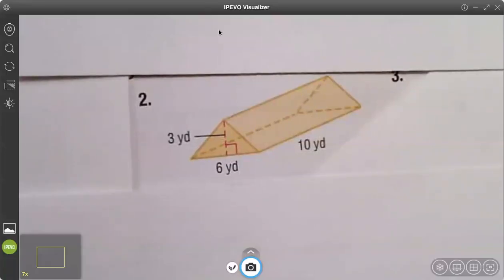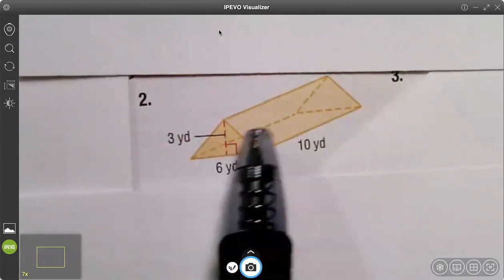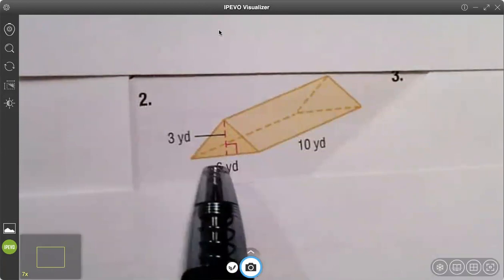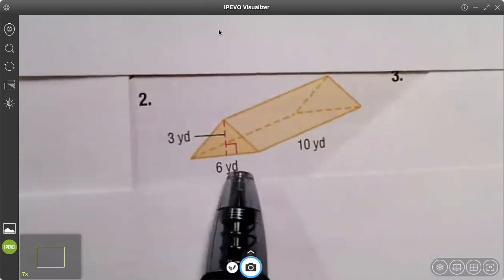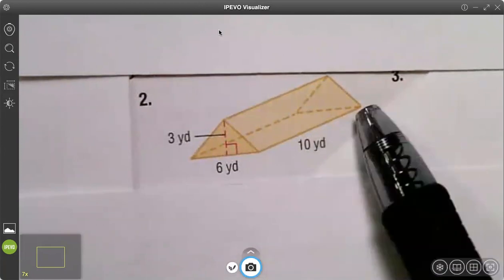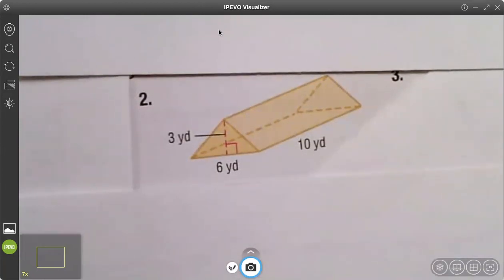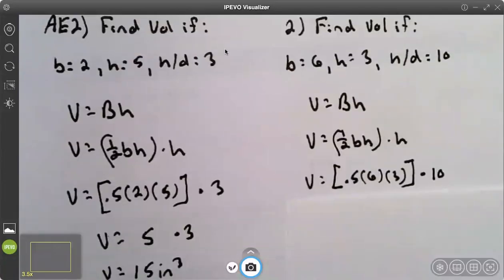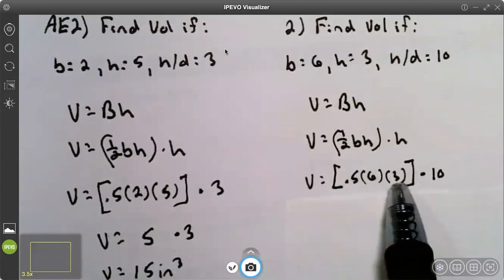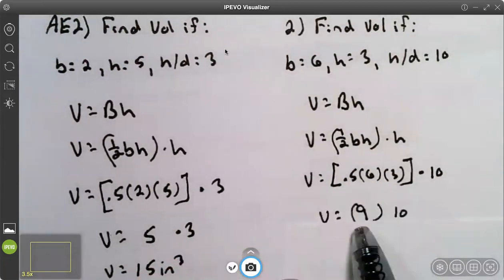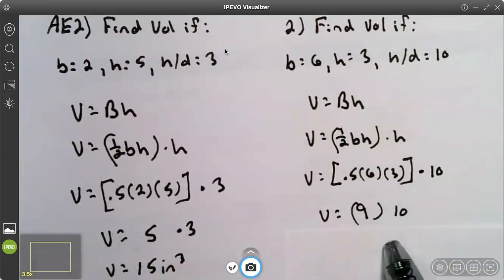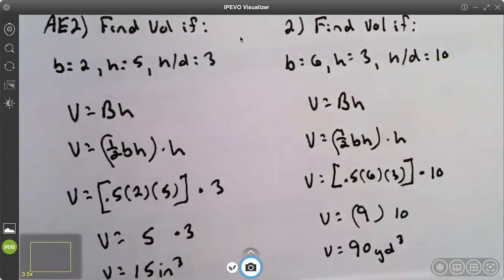Try this one. Find the volume of this triangular prism. I have triangular bases. The base and height of this triangle is 6 and 3. The base is 6, the height is 3. The height of the prism, the distance between the two triangular bases, is 10. So when I plug in to find the area of my triangular base, I use 6 and 3. Half of 6 is 3. 3 times 3 is 9. Then I multiply it by the height or depth of my prism, the distance between the two triangular bases, and my answer is 90 cubic yards.